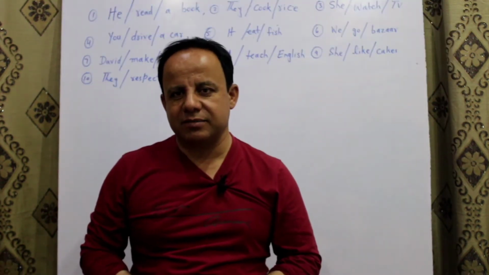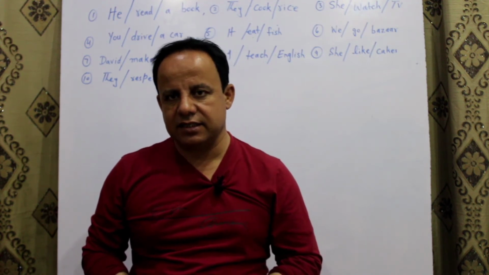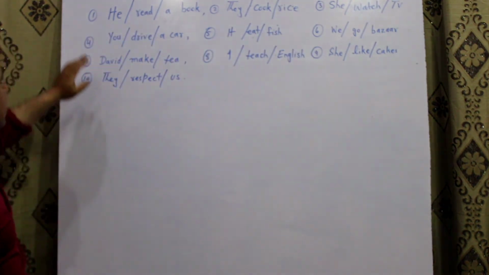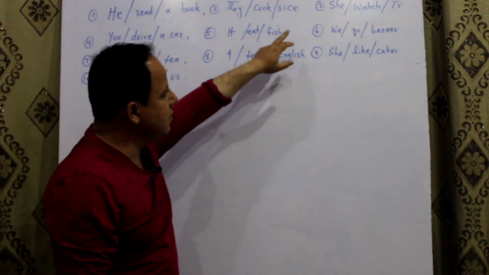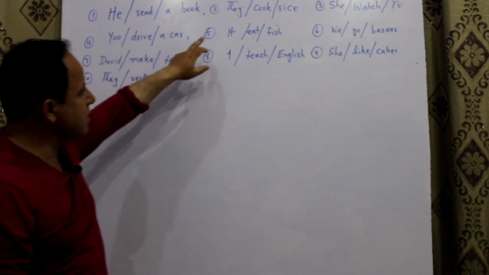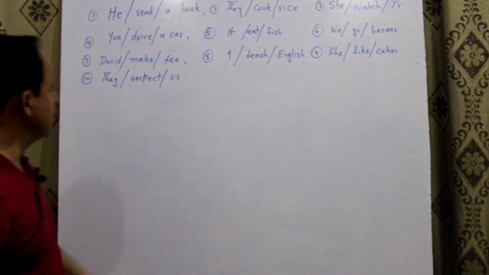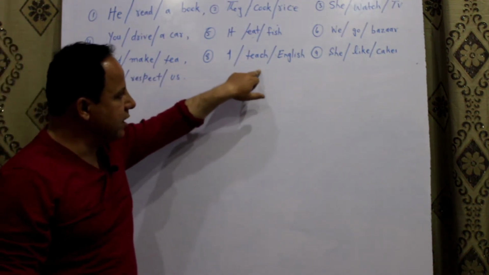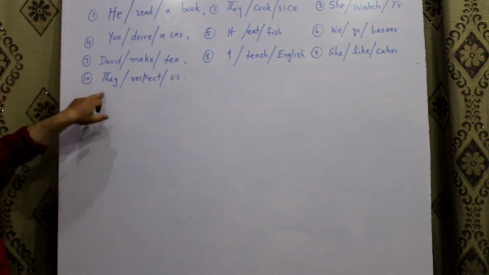As you know that practice makes a person perfect. So there is an exercise which will make you understand the tense. Let's go and do it. The first sentence is he read a book. The second one is they cook rice. Third one is she watch TV. Fourth one is you drive a car. The fifth one is it eat fish. Sixth one is we go bazaar. Seventh one is David make tea. Eighth one is I teach English. Ninth one is she like cakes. The last one is they respect us.